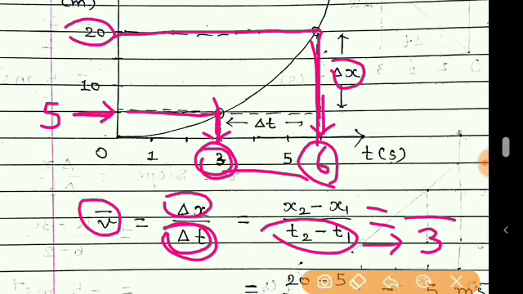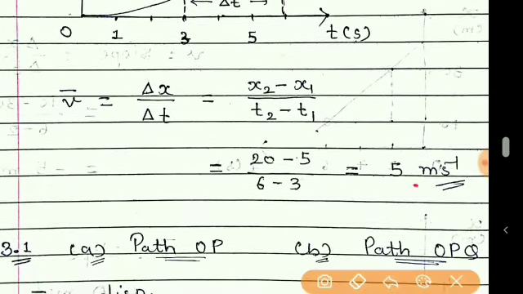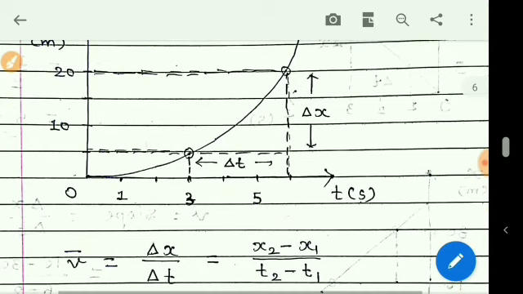So now the difference of this final position and initial position, that is 20 minus 5, will give you 15. So 15 divided by 3 will give you 5. So this is about the non-uniform motion, and you can get the average velocity for two given times.